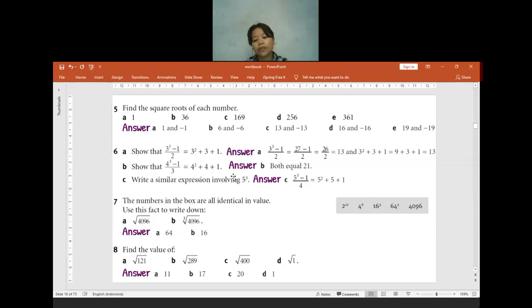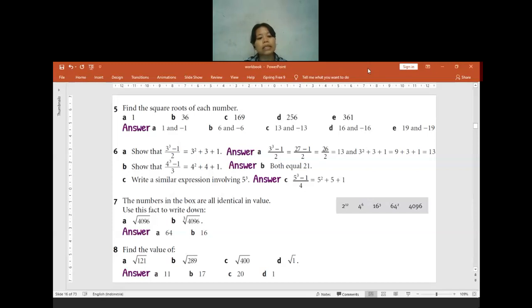169, 13 and negative 13. 256, it will be 16 and negative 16. 361, it will be 19 and negative 19. So please read the question carefully. If the question says square roots with letter S, the answer will be 2, positive and negative. Is there anyone who gets confused? No? Okay. If no one is confused, I will continue to question 6.